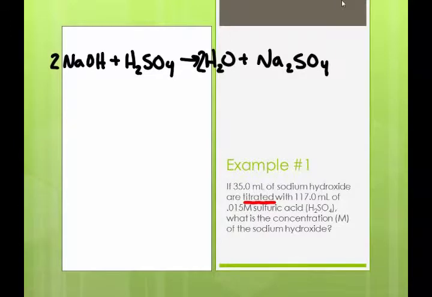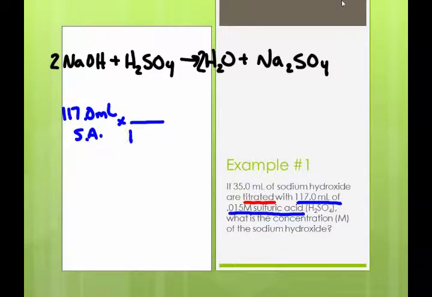Step 2 is to go back and read the problem and see that I have 117 milliliters of 0.015 molar sulfuric acid. So I have both a volume and a molarity for that, and I can use my information there to change from volume to moles of sulfuric acid. And I'm going to abbreviate sulfuric acid just SA because my pen's kind of fat here and I don't want to take up too much space.